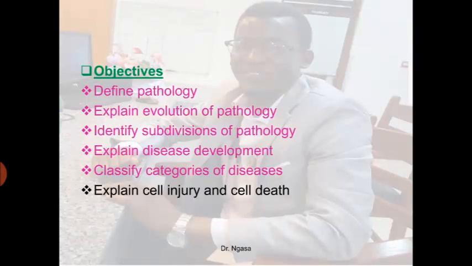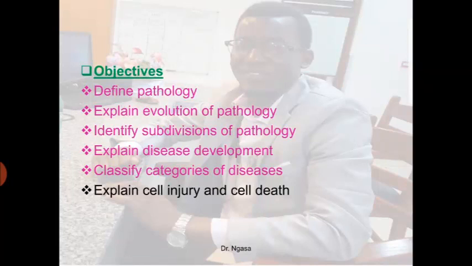Another objective is the subdivisions of pathology, whereby after this discussion you are supposed to know and identify the subdivisions of pathology. Another objective is disease development, where you are supposed to explain the disease development. Another objective is the categories of diseases, whereby after this discussion you are supposed to have knowledge on how to classify the categories of diseases.